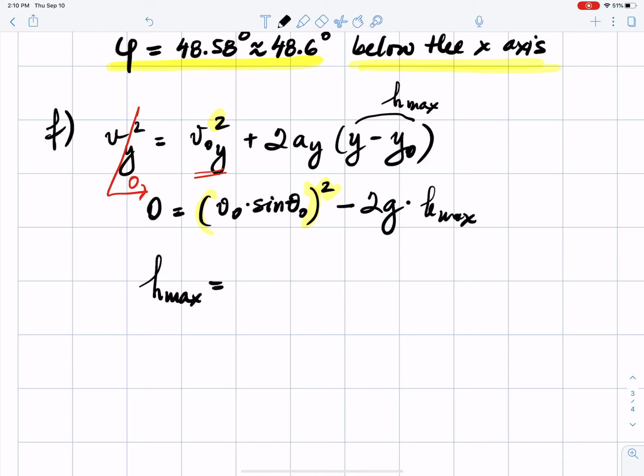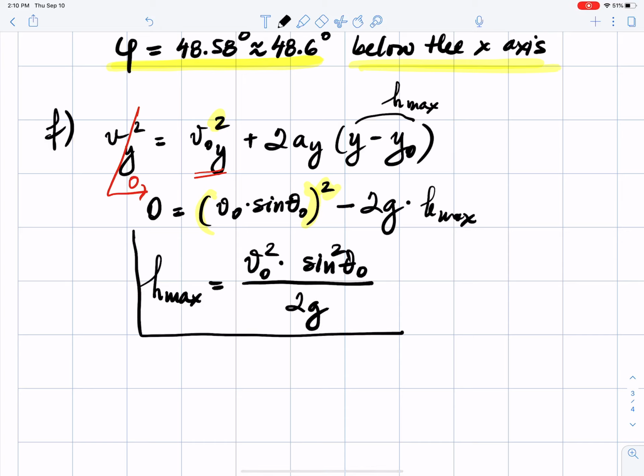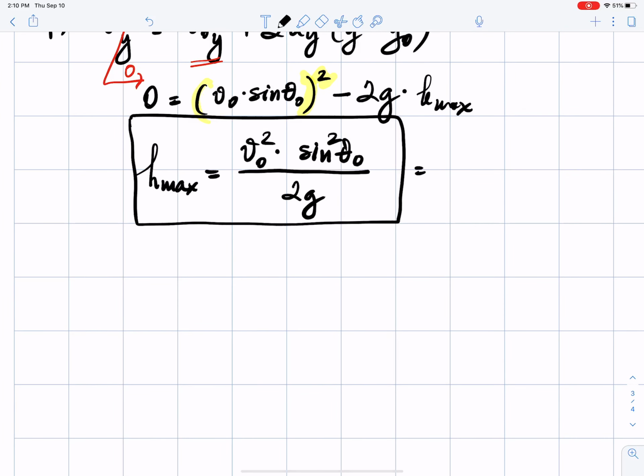Great, so if you isolate h max out of here, h max is equal to nothing else but v naught squared times sine squared of theta naught, all divided by 2g. And this is what you were asked to find. Now if you plug in our numbers, 65 squared times sine squared of 35 degrees, divided by 2 times 9.8. Please use your calculator, and you get about 70.9.